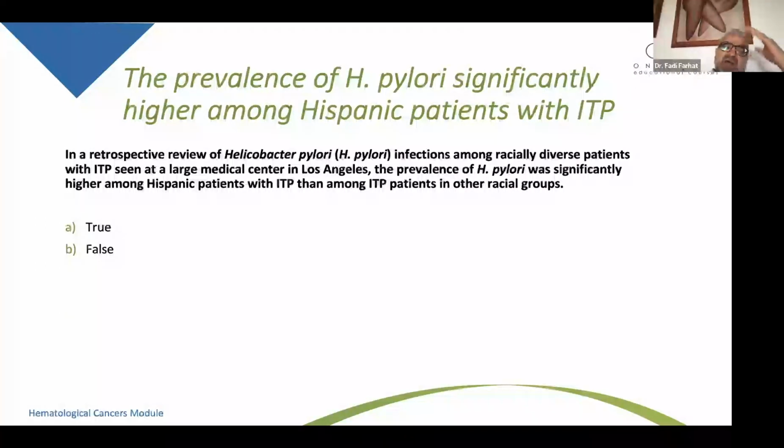This last one, I put it even if it's for Hispanic patients with ITP. So do you think that there is a difference in the prevalence of ITP dependent on the H. pylori, so the prevalence of H. pylori significantly higher among Hispanic patients with ITP? Why I find it's important, because you know very well that in our region we have a lot of H. pylori, and we know very well that the H. pylori should be tested in case of ITP. So do you think it's a true or false?